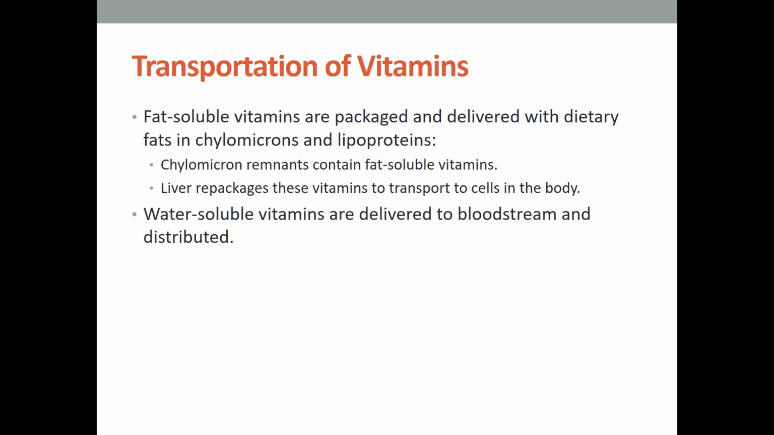So a little bit more about transportation. I already said this, but we'll highlight it again. Fat-soluble vitamins are different from water-soluble because they're packaged and delivered with dietary fats and chylomicrons and lipoproteins. Chylomicron remnants, so small bits of chylomicrons, contain fat-soluble vitamins, and the liver is very good at repackaging these vitamins to transport them to cells throughout the body. Water-soluble vitamins are a little bit easier. They get absorbed in the small intestine right into the bloodstream and travel throughout the body that way.